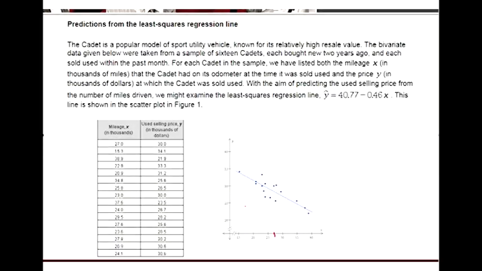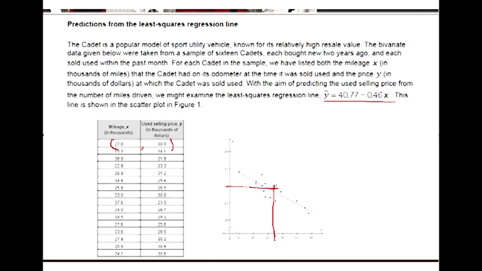So X is over here at 27, and Y is at 30. So there's a point at about 27, 30, up in this area, one of these, okay? 27, 30 makes an ordered pair. Then we've graphed all of those ordered pairs, and they've drawn the least squares regression line, and they tell you that it is 40.77 minus 0.46x.